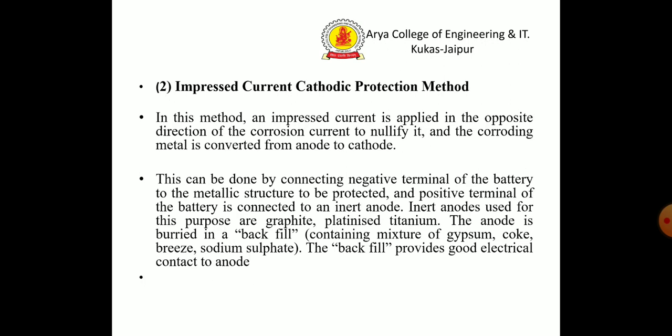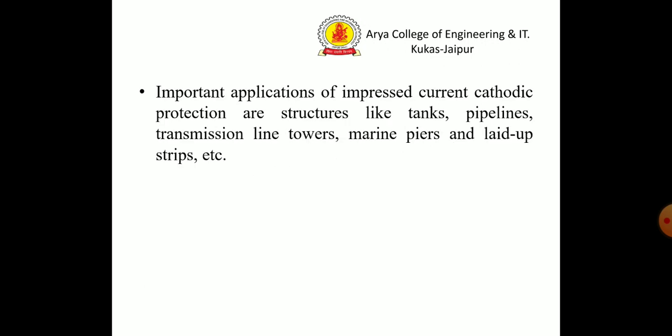Inert anodes used for this purpose are graphite and platinized titanium. The anode is buried in a backfill. The backfill provides good electrical contact to the anode. Important applications of impressed current cathodic protection are structures like tanks, pipelines, transmission line towers, marine piers, and laid up ships.